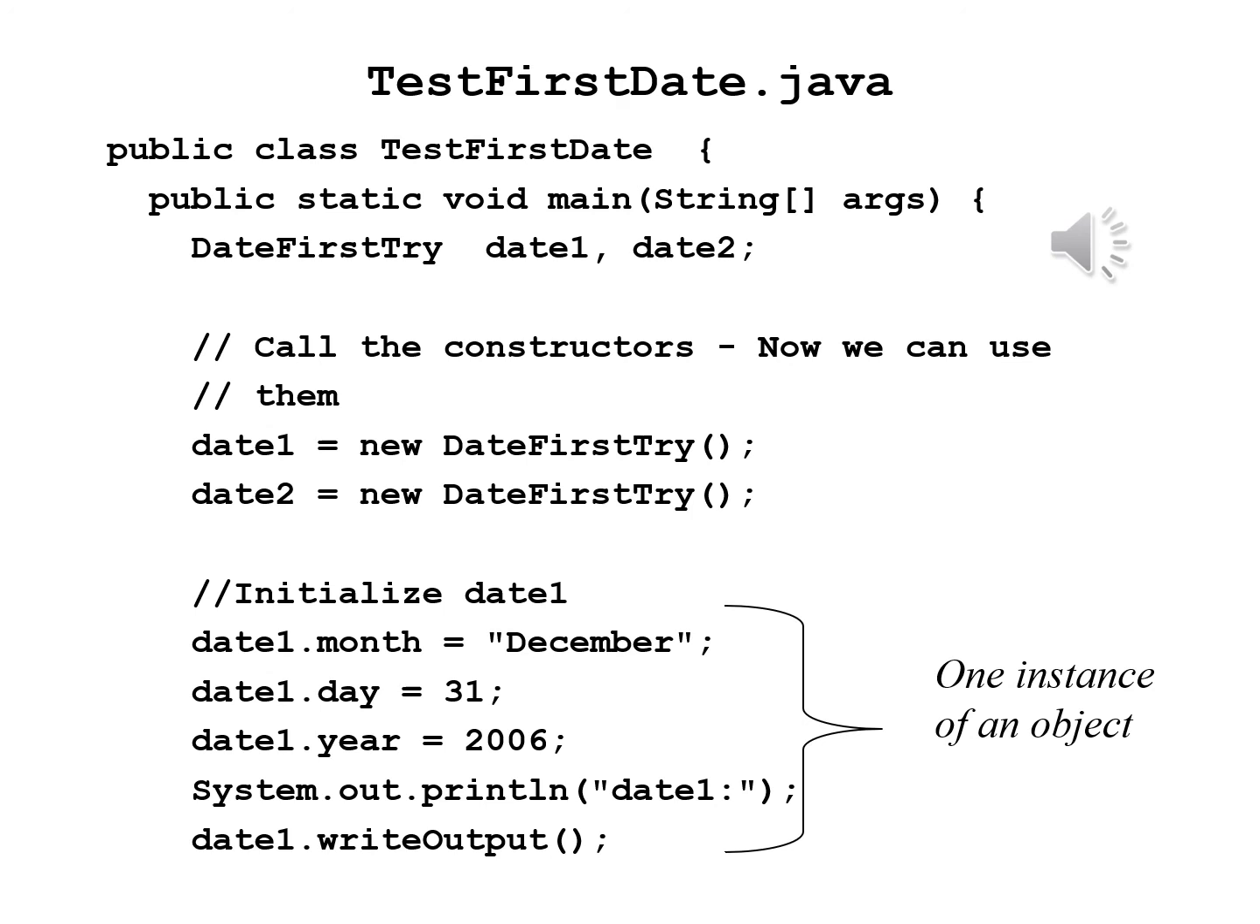Now, the properties that you see here belong to date1, and we show that by having the name of the object before it and a period. With date1.writeOutput, we're showing that there's an instance here of the method. This belongs to the object, meaning that writeOutput will be working with month, day, and year belonging to date1. It knows that from how we've written it.